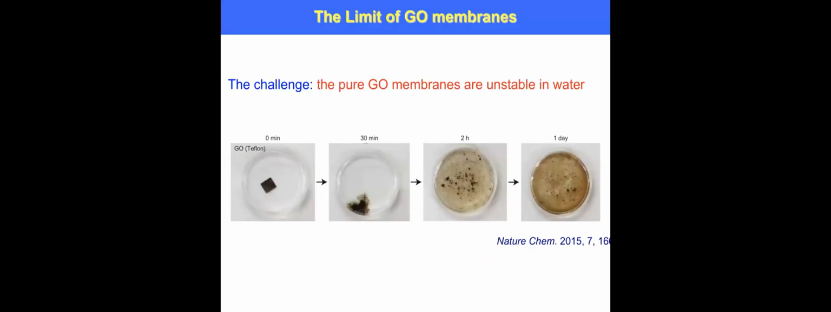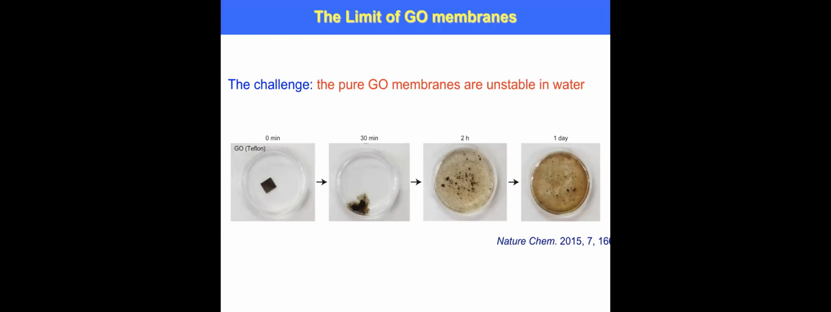So secondly, the ion responsive membranes. Membranes with two-dimensional nanochannels have been developed for ion separation because of the ultrafast transport through the two-dimensional nanochannels, such as graphene oxide membranes. However, the problem is that normal graphene oxide membranes are quite unstable in water. So the GO membrane breaks when put in water.